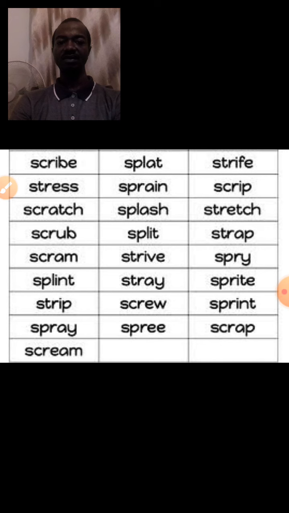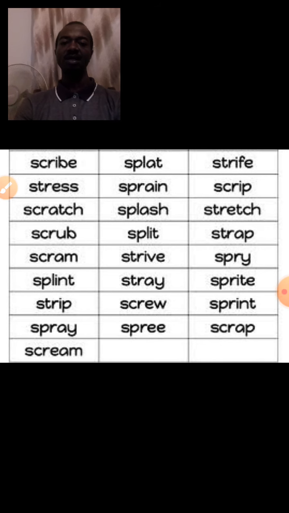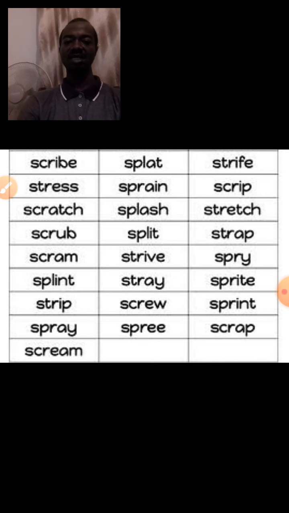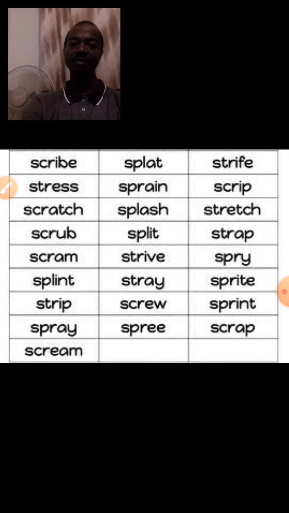Then you have strap, you have spry, you have sprite, you have sprain, and you have scrap. These consonant clusters can sometimes pose as a tongue twister. That's why you should take time to practice them.